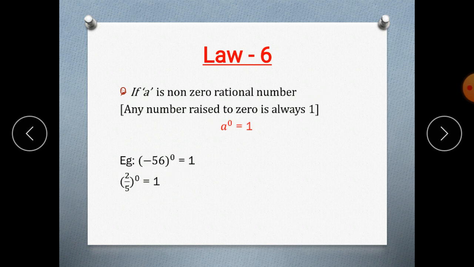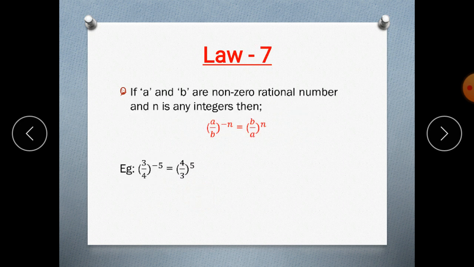Next, if a is a non-zero rational number, a raised to 0 is 1. Any number raised to 0 is always 1. You can have a as any rational number. Minus 56 raised to 0 is 1. 2 upon 5 raised to 0 is also 1.